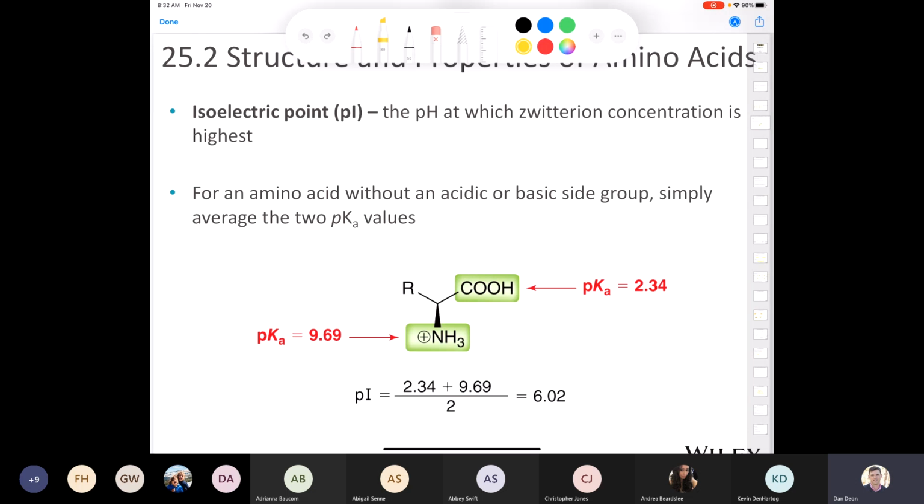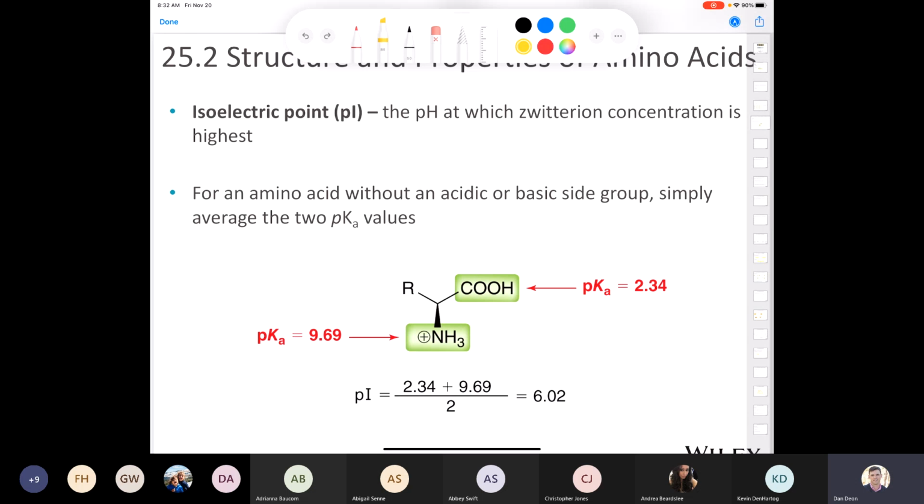Anyhow, the isoelectric point, or the pI, is the pH at which the zwitterion concentration is highest. Now, what pH would that be? Well, for an amino acid that doesn't have an acidic or a basic side group, you're just going to take the average of the two pKa values. Again, for all of those amino acids that didn't have a third pKa associated with them, all you do is add the two pKa values, divide them in half, and there you go.